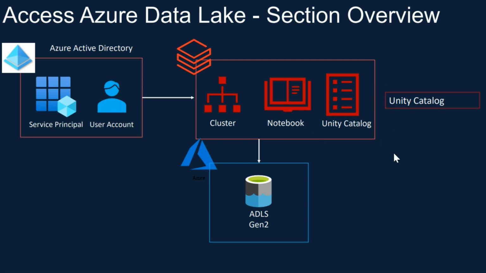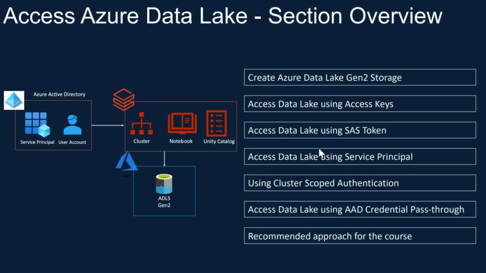To understand all these patterns, we are going to need an Azure Data Lake storage, so we will create that in the next lessons. In the following lesson, we will look at using access keys to access the storage from the notebook, so it will be a session scoped access. We will then look at using the shared access signature and then the service principal, and they will both also be done from the Databricks notebook to enable session scoped access.